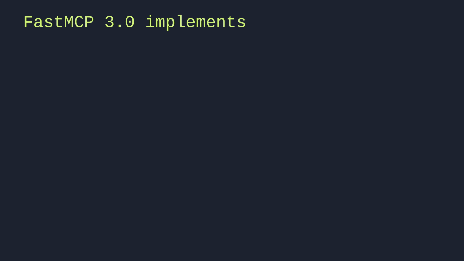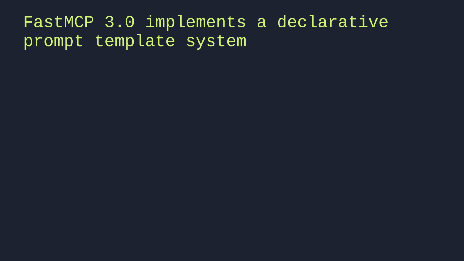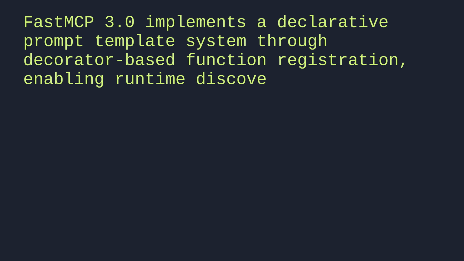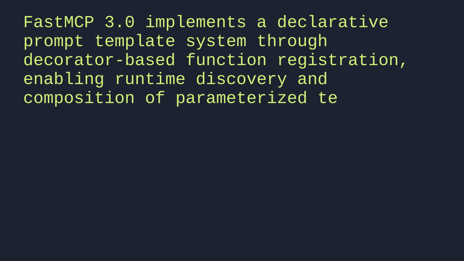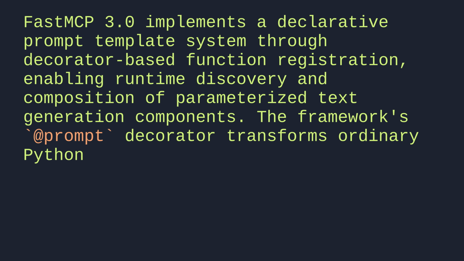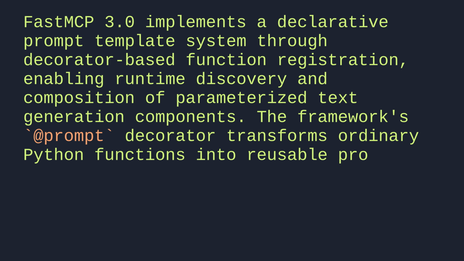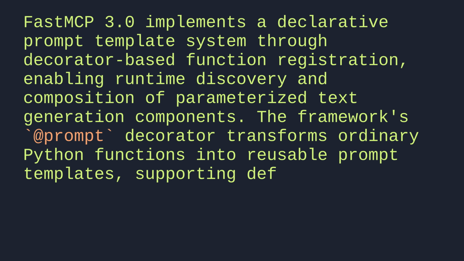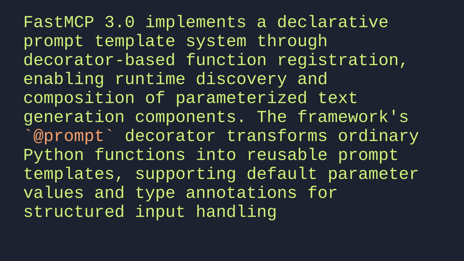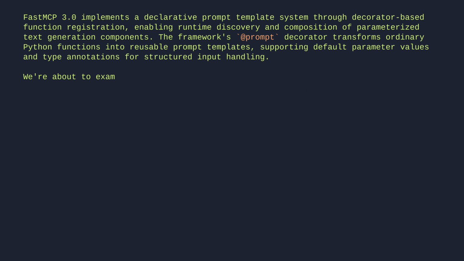FastMCP implements a declarative prompt template system through decorator-based function registration, enabling runtime discovery and composition of parameterized text generation components. The framework's @prompt decorator transforms ordinary Python functions into reusable prompt templates, supporting default parameter values and type annotations for structured input handling.